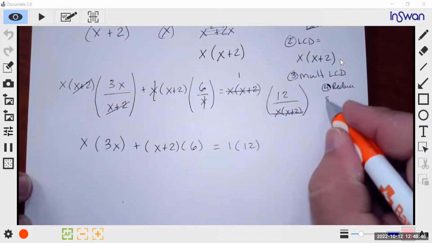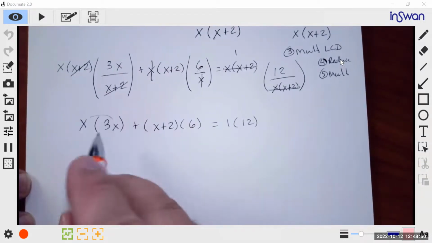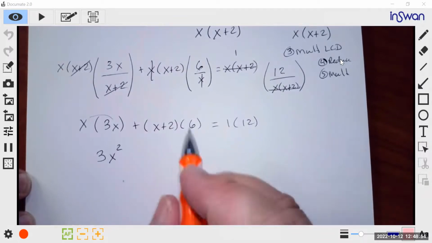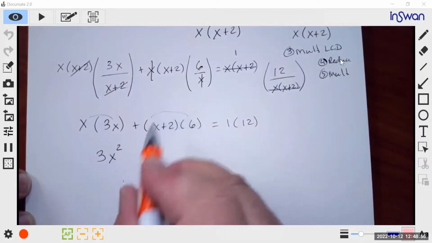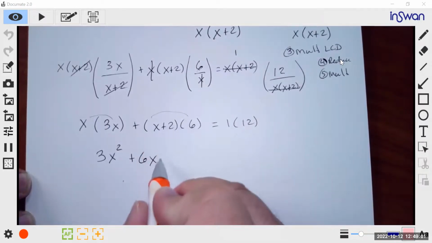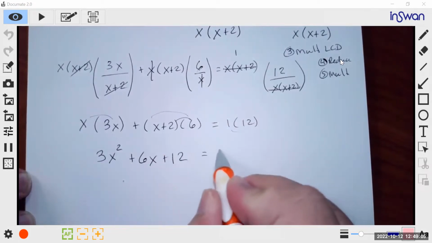So now next step is multiply to get rid of the parentheses. X times x is x squared. 6 times x, they're both positive, 6x. Positive times positive is positive. 6 times 2 is 12. 1 times 12 is 12.